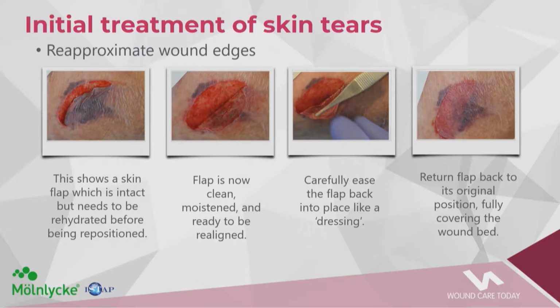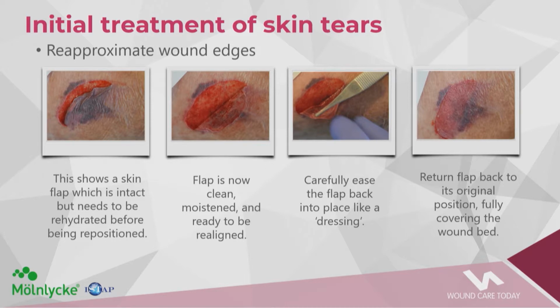So you can see some skin tears there on the screen in front of you, and let's have a look at what we did here. Well, the first photograph on the left-hand side shows a skin flap that's intact, but the problem we've got here is it's dried out. So this is probably an old skin tear that's been discovered. Now, to get that flap to reapproximate or to recover the wound, we need to hydrate it. So what I would do is I would get some gauze. I would saturate the gauze in saline or water, whichever is your preference. And then I would put that wet gauze on top of the flap, the dry flap there. I'd leave it for 5 to 10 minutes.